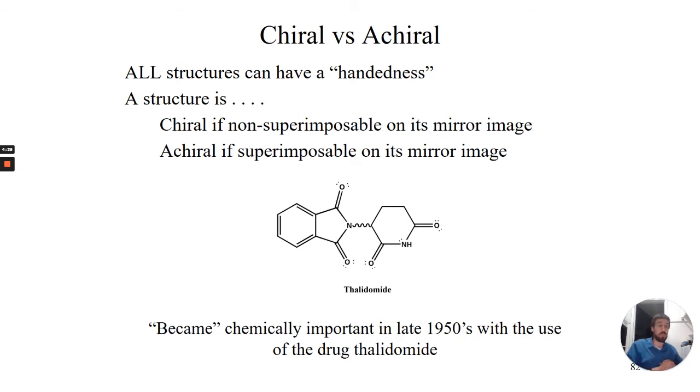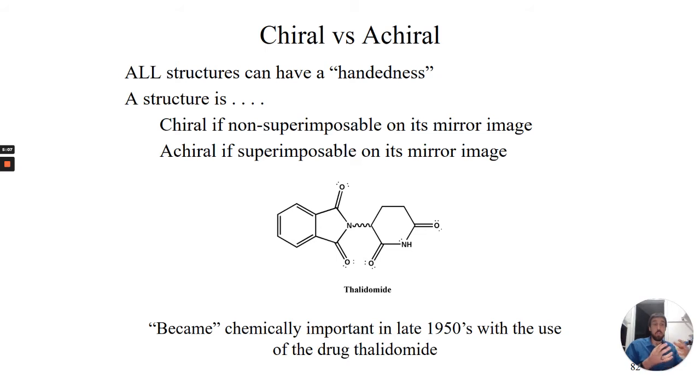Well, thalidomide was a very important drug that came about in the 1950s that cured morning sickness. So women, when they're pregnant, have issues of vomiting and getting sick. Thalidomide was the drug that was used to make them not sick. Great, fantastic. But it had that handedness associated with it. Wedge versus dash. Which way is that bond aimed?